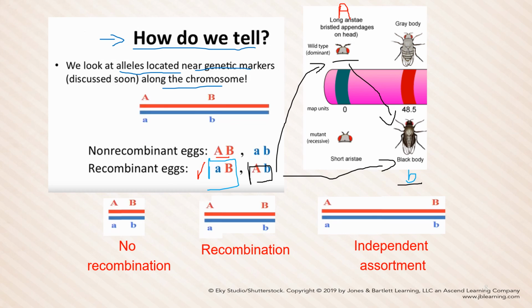So if the distance is too short, there will be no recombination. If the distance is long, if they are in two different arms of the chromosome, they will behave as if they were in different chromosomes. So independent assortment will work, and if they have an ideal distance, there will be different degrees of recombination. And we will talk about that in the following slides.